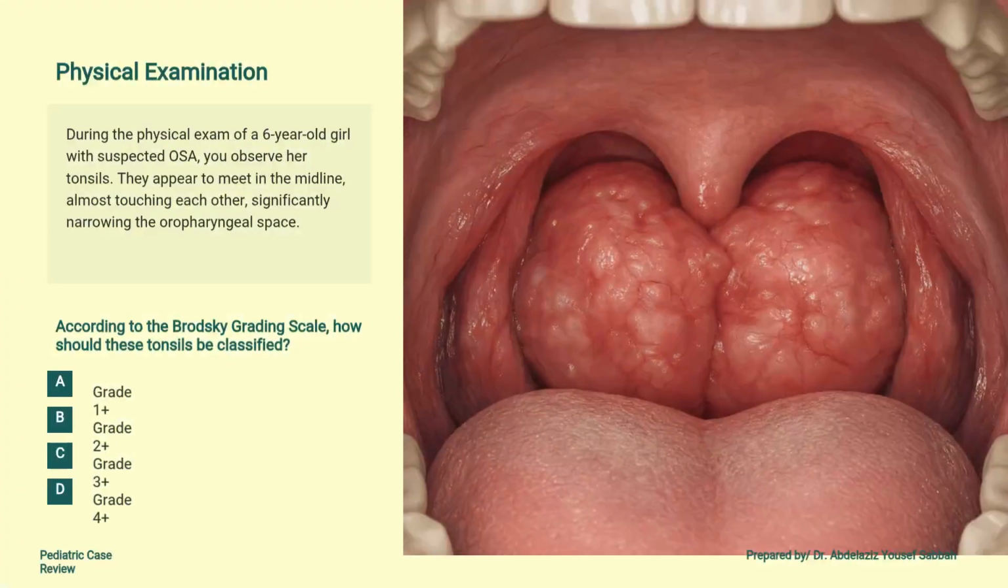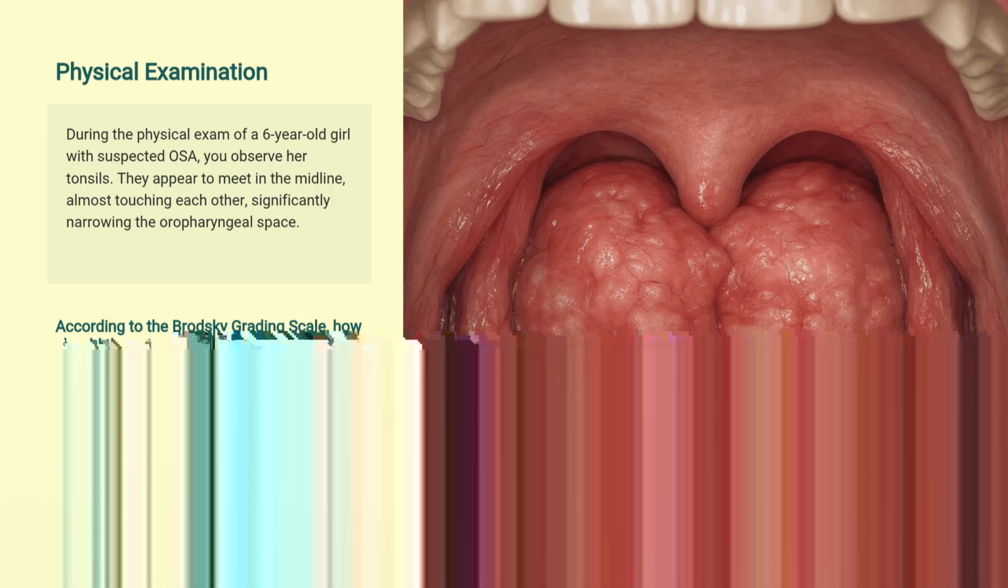Case 2. During the physical examination of a 6-year-old girl with suspected obstructive sleep apnea, you observe her tonsils. They appear to meet in the midline, almost touching each other, significantly narrowing the oropharyngeal space. According to the Brodsky grading scale, how should these tonsils be classified? Option A, grade 1+. Option B, grade 2+. Option C, grade 3+. Option D, grade 4+.